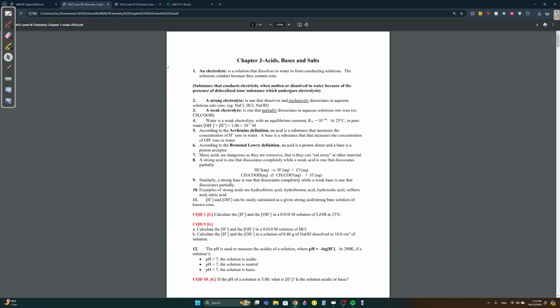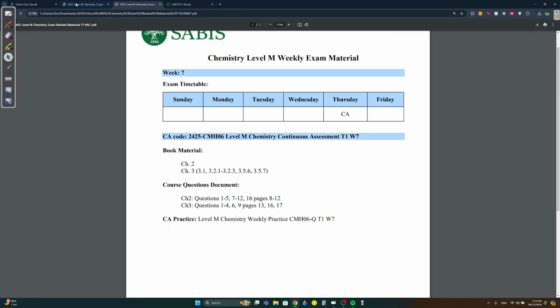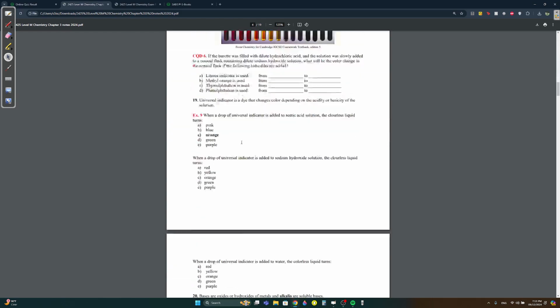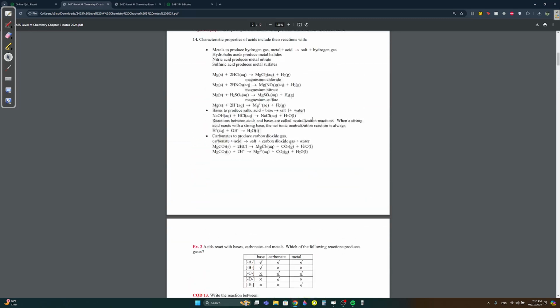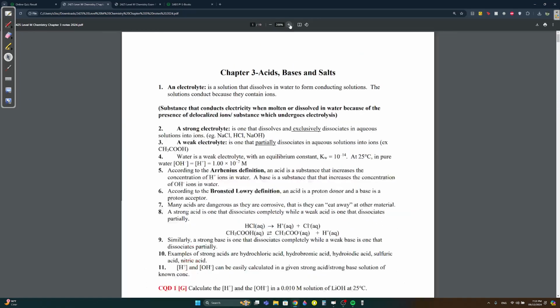So let me open the notes. It's up until 3.5.7. So according to the notes, it's up until here. Okay. So it's a quick 3 pages. I will go through them extremely fast.